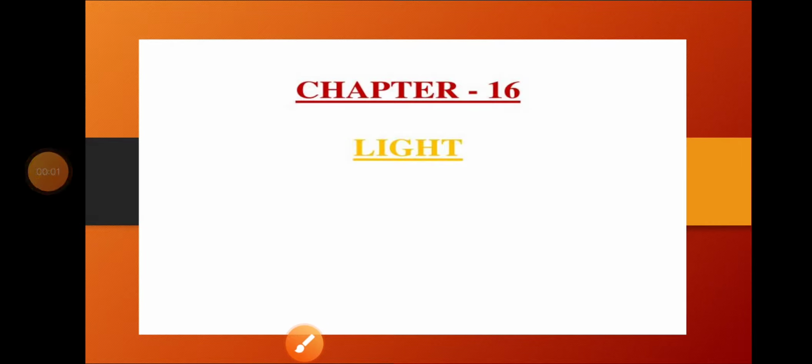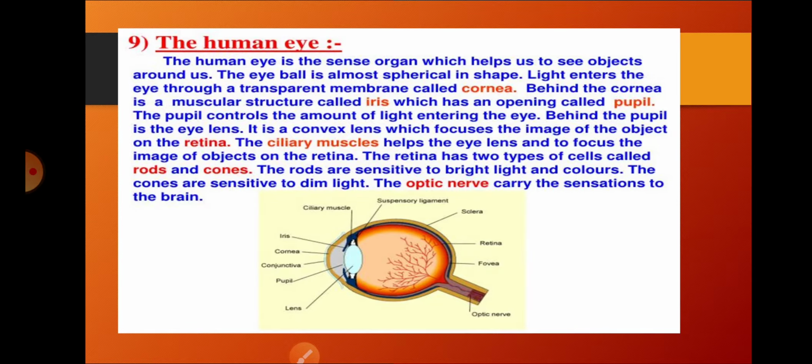Hello students. In the previous class we already started the chapter light. In this chapter we already discussed regular and irregular dispersion of light. Today we are discussing about eyes. As you know, the human eye is very important in our body. The human eye is the sense organ which helps us to see objects around us.